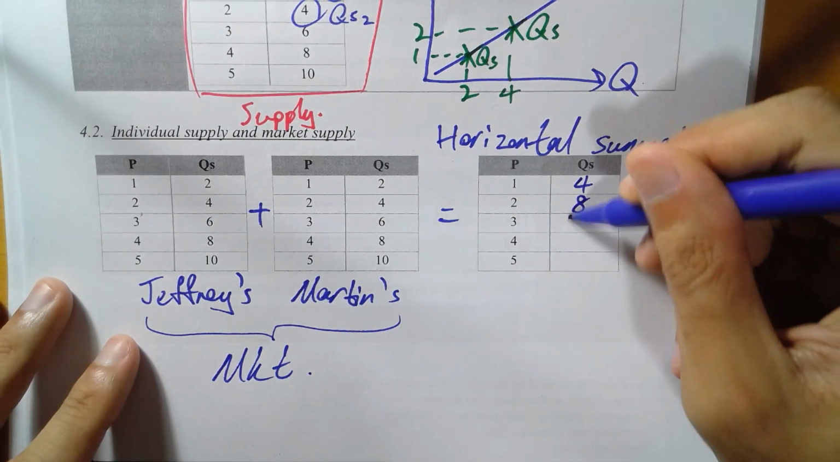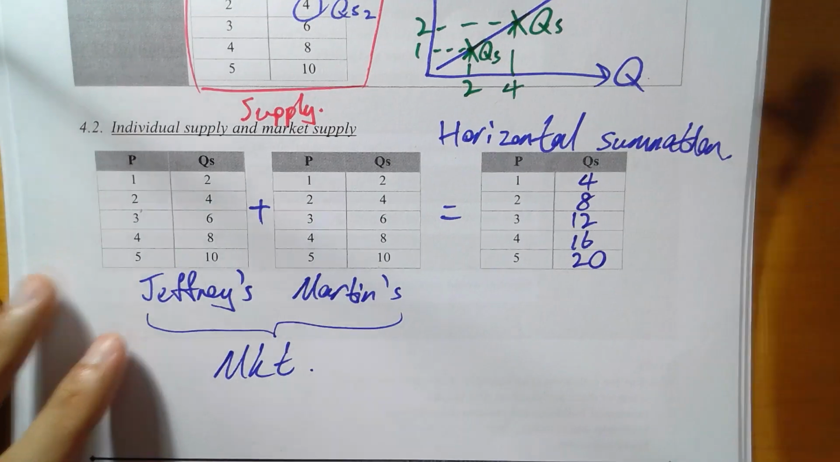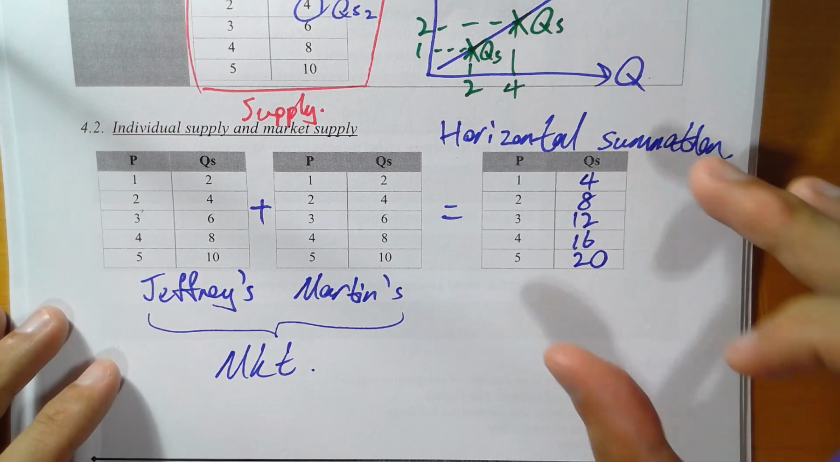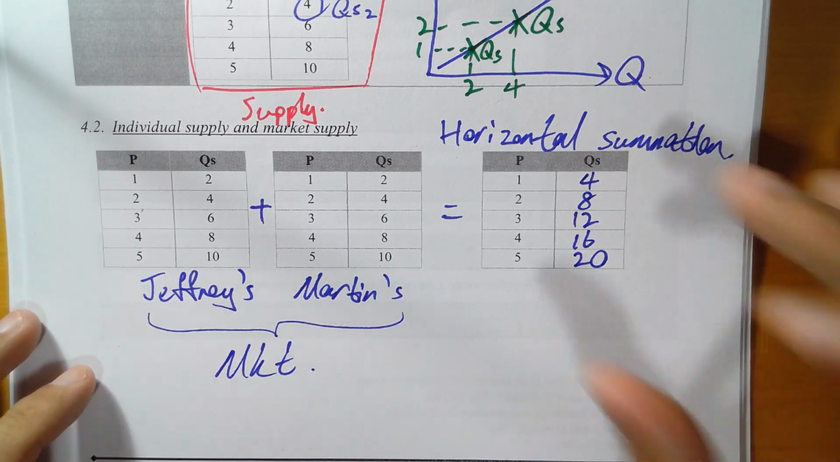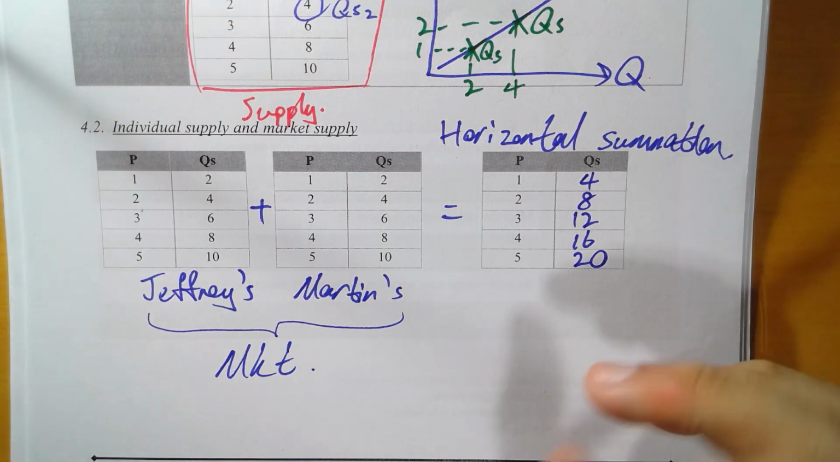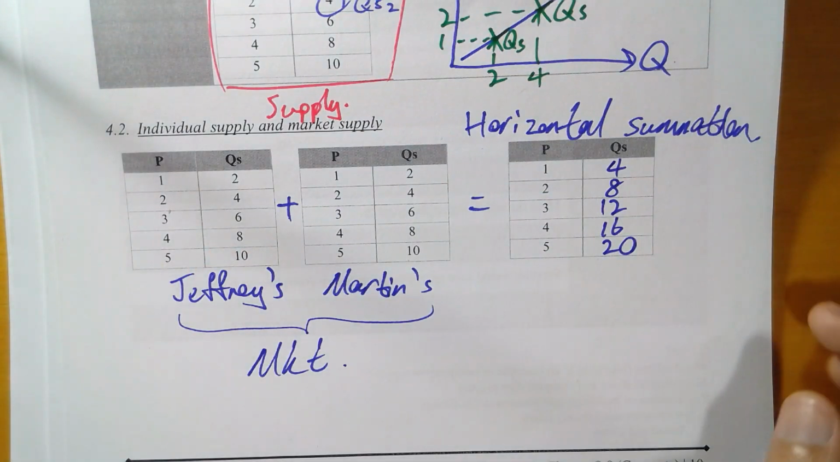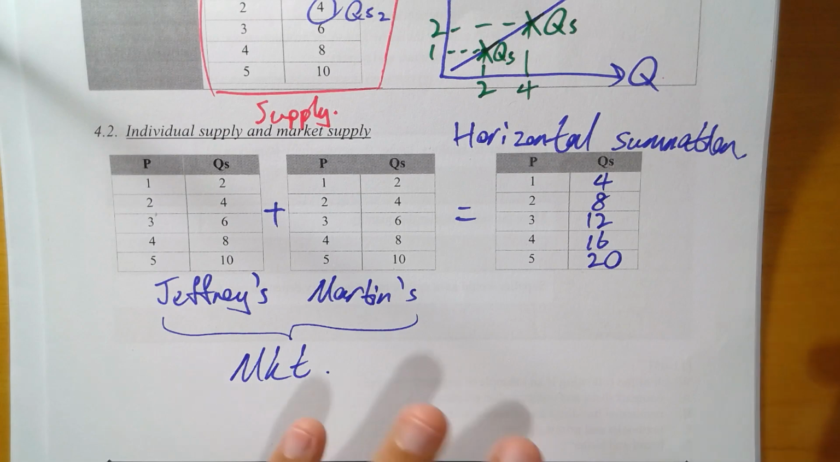如此類推啦。This is the way we get market supply from individual supplies. OK, 得唔得啊？呢個唔係好難嘅啫。再有問題睇翻 demand 嗰條片啦。Refer back to the demand video.